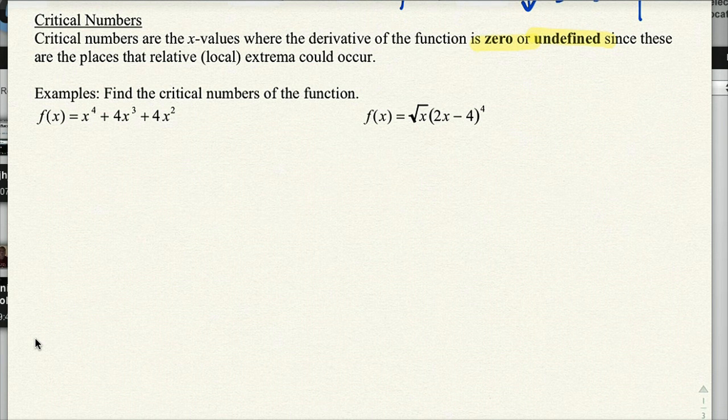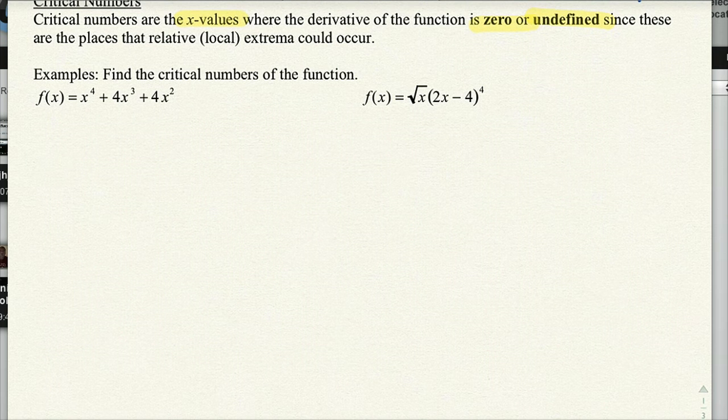First of all, let's find what they call the critical numbers. The critical numbers are x values where the derivative is 0 or undefined, and these are the places where you could have a local minimum or maximum. There can never be a local minimum or maximum where the slope is anything else. So first of all, step 1, let's see if we can find the critical numbers.